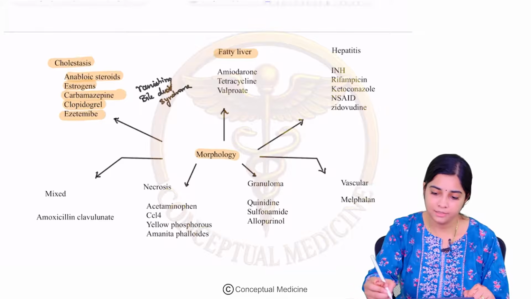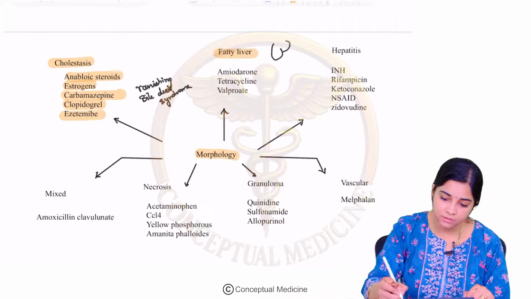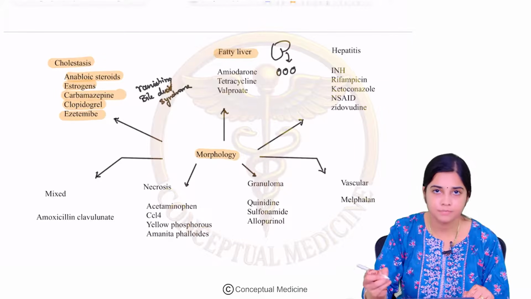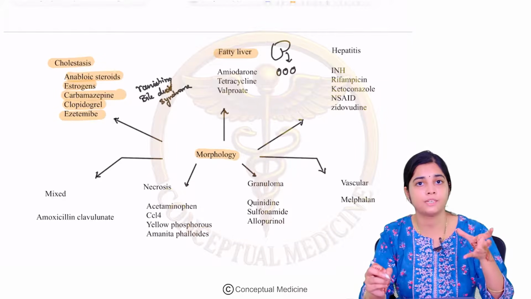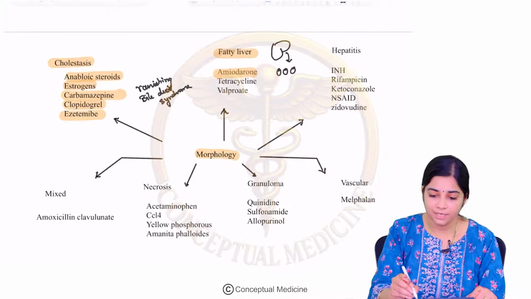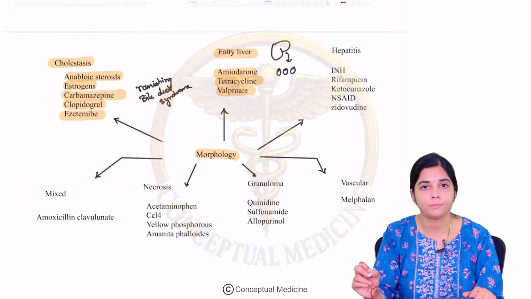Fatty liver is when, on biopsy, you find fat-laden cells with the nucleus pushed over to the corner and a vacuolated appearance. So what are the drugs which can cause fatty liver? You have amiodarone, tetracycline and valproate.